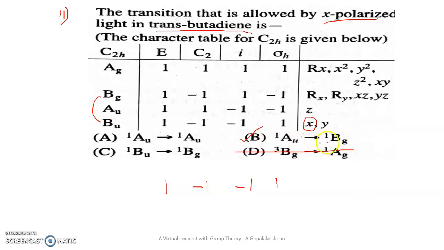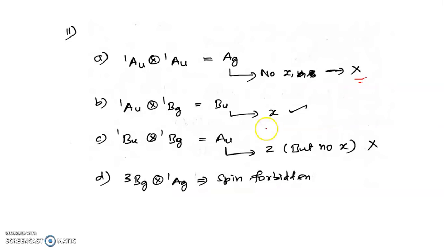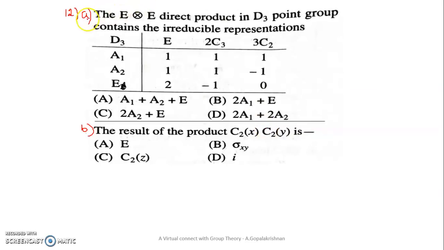Why? Because this transition is allowed by x polarized light as well as y polarized light. Since the question is about x polarized light, this is the correct answer. Then we'll go to question number 12. See, in 12 I have two questions. So question A: the direct product of E and E in the D3 point group contains the irreducible representation.